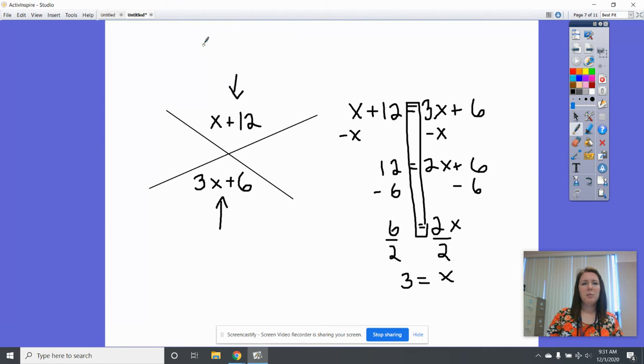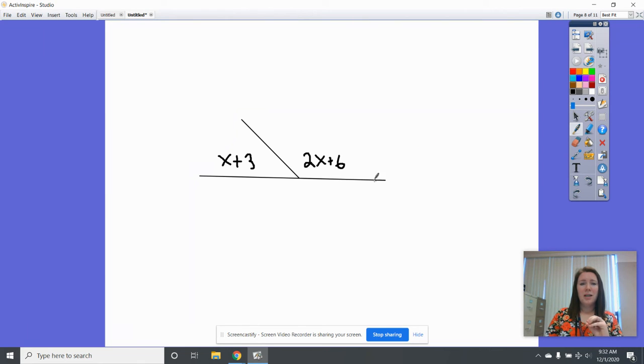I have to plug 3 back in here. 3 plus 12, and that equals 15. So I know this angle is 15 degrees. Obviously, the picture does not match up with the angle, huh? But that's okay. So now, this one should be 15 also. So let's plug it back in and find out. 3 times 3 is 9 plus 6. 9 plus 6 is 15. And they should be the same because they're vertical.